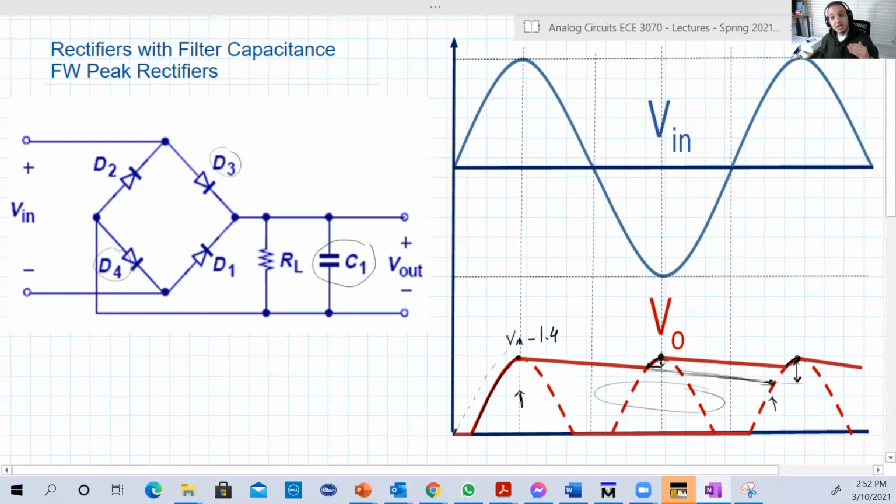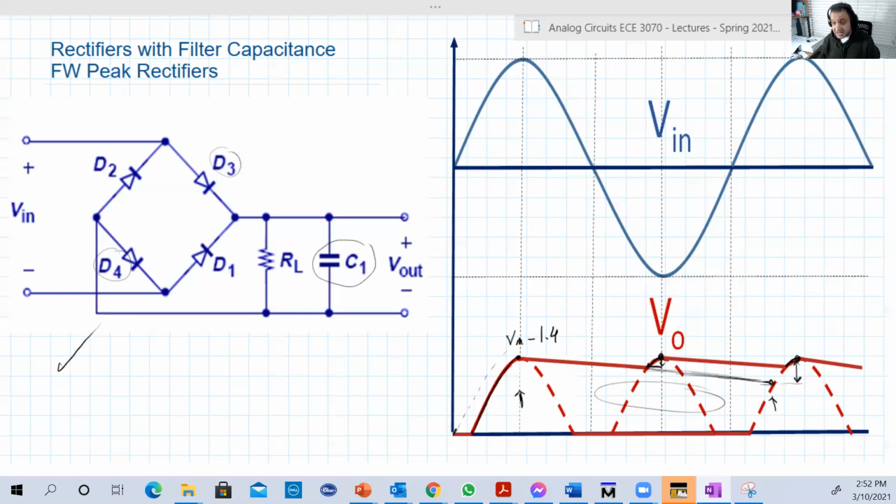That's why the full wave rectifier with the smoothing capacitor is much better. It's basically the standard circuit. This circuit in here, which is just the bridge rectifier with the smoothing capacitor, is the standard. You can consider it a standard circuit. Whenever you think about designing a good rectifier, you think about this one.